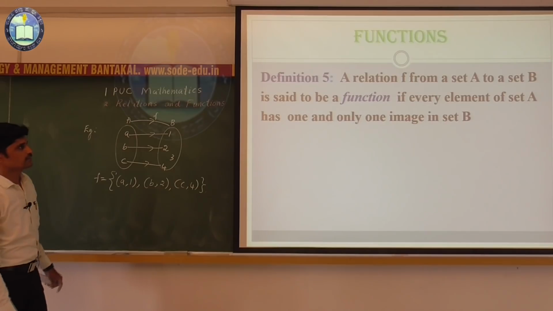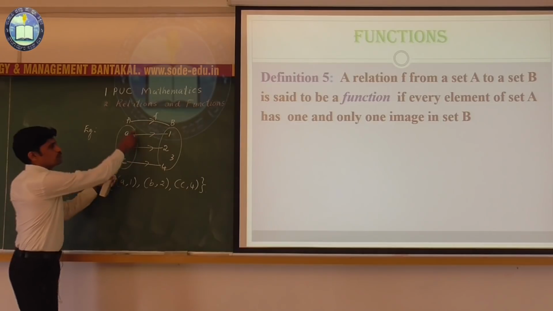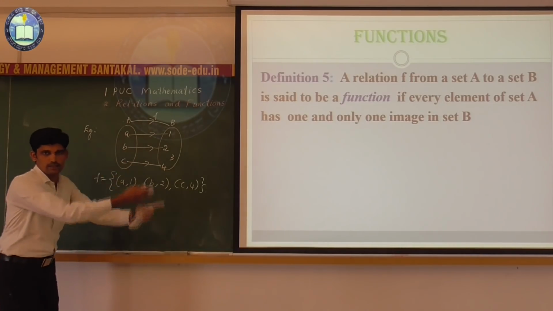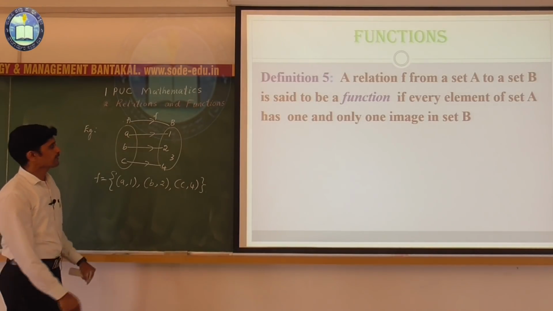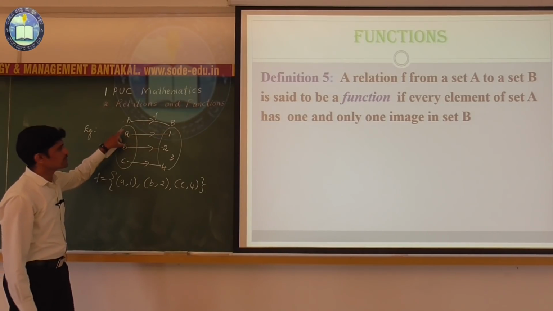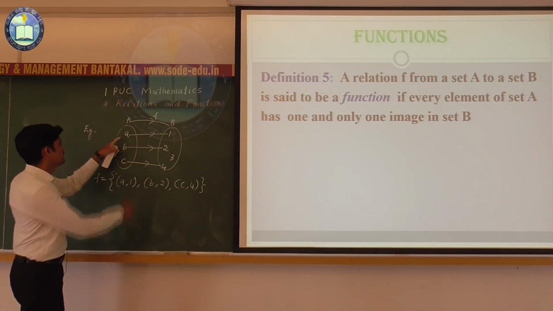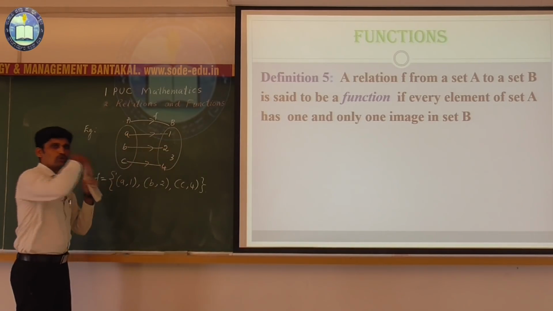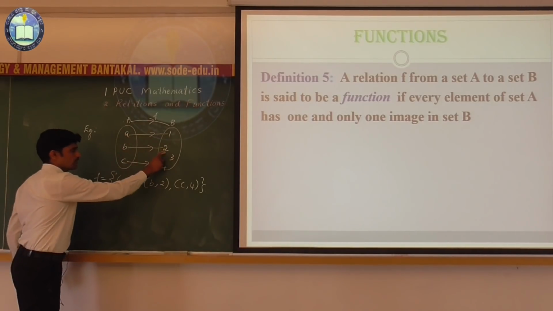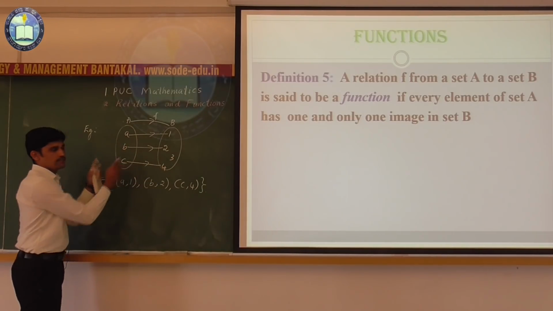Here we can observe that a relation F from set A to set B is a function if every element of set A has an image. Here a, b, c, all the elements of set A have an image. So the first condition is satisfied. And the second condition is that the image of one element is unique. One element in set A cannot have two or more than two images. Here a has only one image, b has only one image, and the image of c is one and only one. Therefore, this is a function.